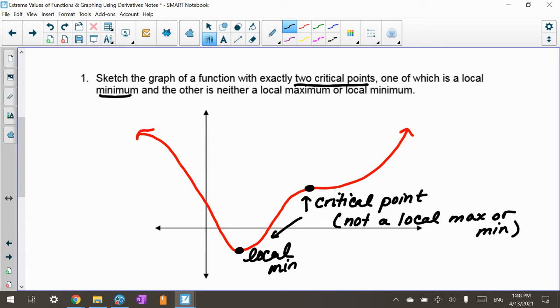So when you draw a graph, you can have a critical point where, and we've seen it before, the slopes are still all positive. So you're like, oh, that's still a critical point. The slope is still 0 there, but it's not a local max or min.